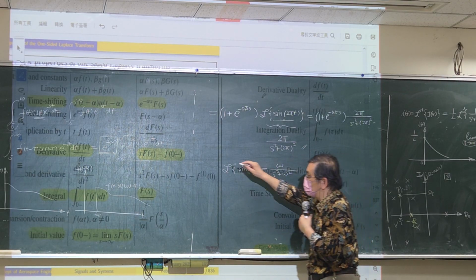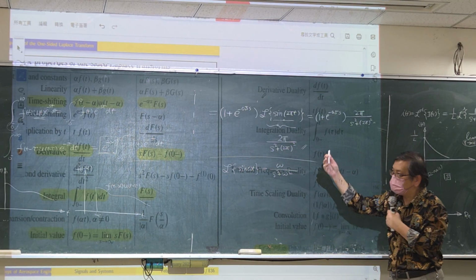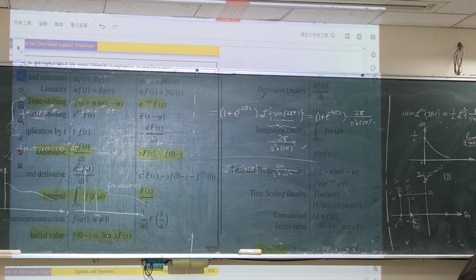So that's it for this example. And the second part of the example, I think we can read it ourselves.